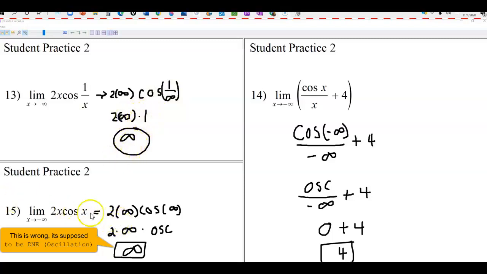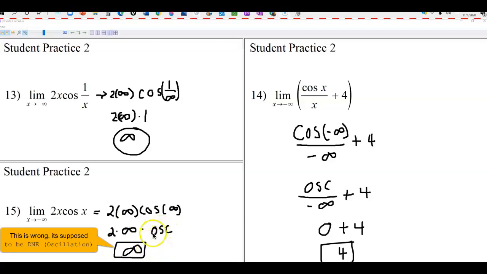On the bottom here, this is the number 15. That's kind of an interesting one. We have 2 times infinity times cosine of infinity. Now, cosine of infinity is an oscillation. But remember, that just means it's bouncing back and forth between two fixed values. So it's just like a number, basically. Now, if this was tangent or something, that would be an infinity, and it would be switching back and forth between positive infinity and negative infinity. We would just say it doesn't exist.